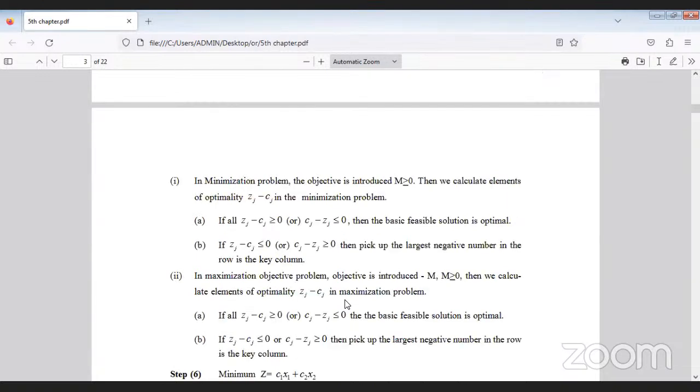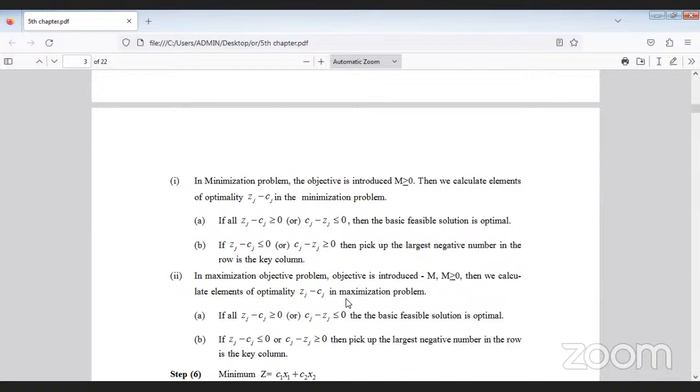What is the first condition? In a minimization problem, the objective function is introduced with M greater than 0. Then we calculate the elements of optimality, Zj minus Cj. In the minimization problem, if Zj minus Cj is greater than 0, that is Cj minus Zj less than 0, then the basic feasible solution is optimal. Zj minus Cj less than 0 and Cj minus Zj greater than 0 are the same. Pick up the largest negative number in the row, and that column is the key column.